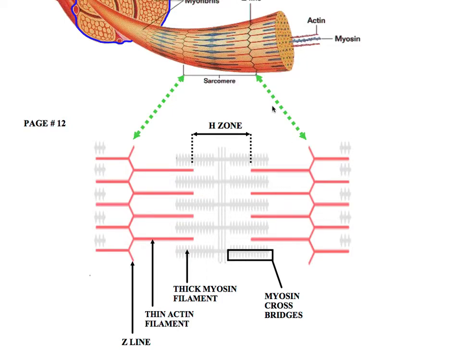And if every single one of these sarcomeres does this same thing within a myofibril and within a muscle fiber, within a fascicle, and within a muscle belly, the end points of that muscle come closer together, creating movement.